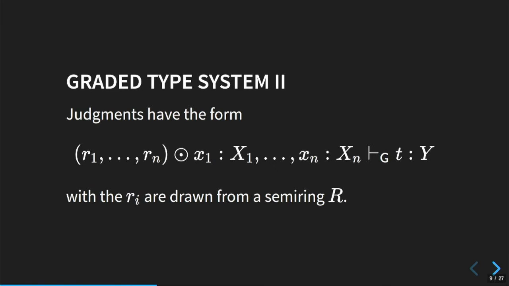So this is our judgment form, and if you ignore this first part before this dot sign, then this is just a judgment with assumptions and a conclusion. And these r_i here indicate how these assumptions are used. So r1 indicates how x1 is used, r2 indicates how x2 is used, and so on. And they are all drawn from some semi-ring R, and basically your choice of semi-ring is what dictates which resource you're tracking and how you are accounting for it.